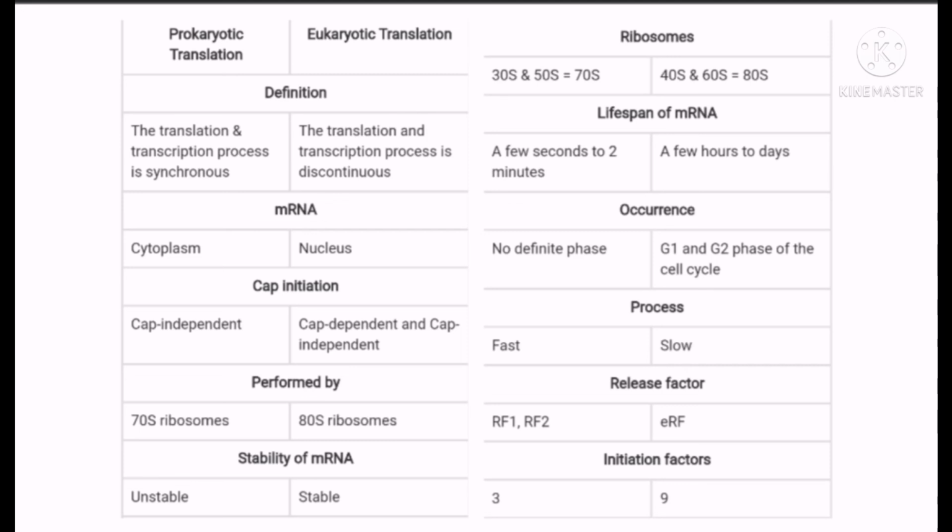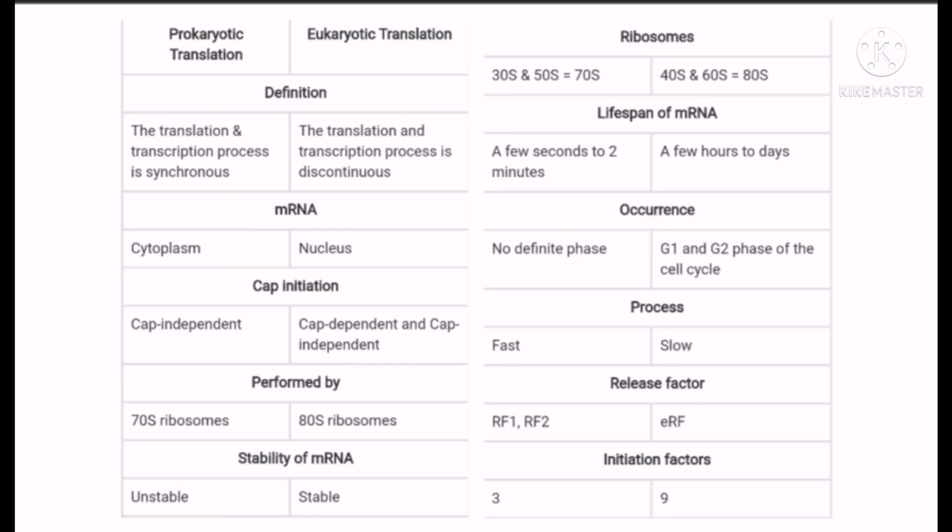When it comes to stability of mRNA, eukaryotic translation is more stable than prokaryotic translation. When it comes to ribosomes, in prokaryotic translation, 30S and 50S equal 70S, and in eukaryotic translation, 40S and 60S equal 80S. The lifespan of mRNA in prokaryotes is a few seconds to 2 minutes. In eukaryotic translation, it is a few hours to days. So we can see in this description that eukaryotic mRNA has a longer lifespan than prokaryotic mRNA.